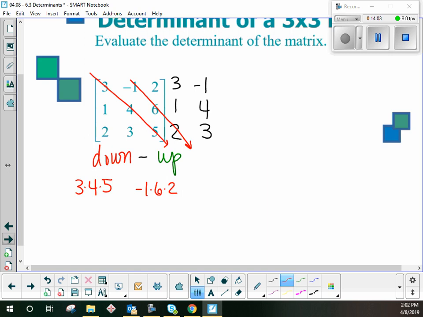And what was your third diagonal? 2, 1, 3. Good. 2 times 1 times 3. So when we do that math, this is 60, negative 12, 6, and what are we doing with those things? Adding. We're taking the sum of them. And then negative 12 and 6, negative 6 from 60, 54.